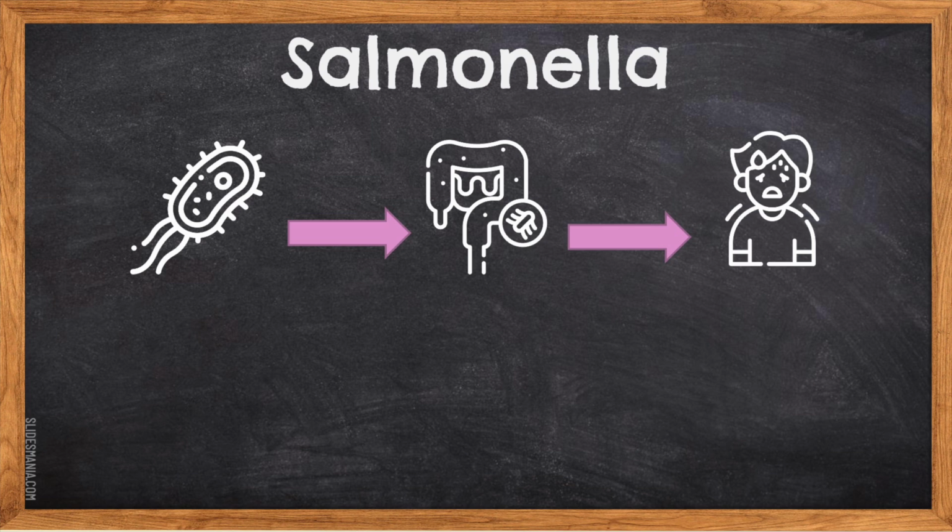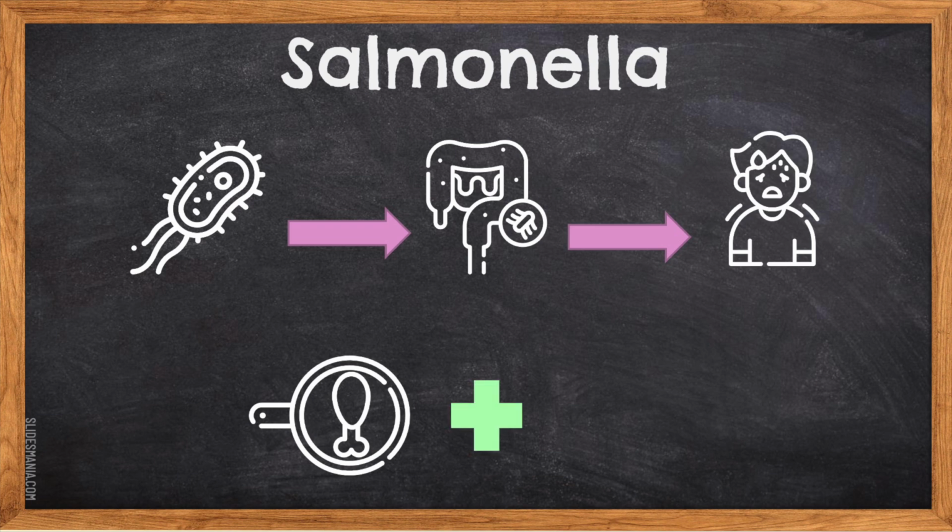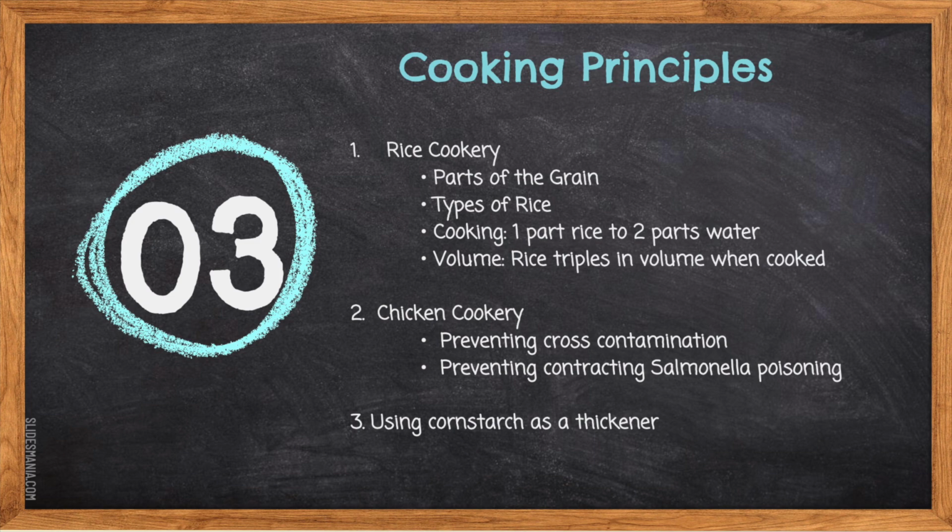Typically, people with salmonella infection have no symptoms. However, others may develop diarrhea, fever, abdominal cramping that leads to vomiting within 8 to 72 hours. Thankfully, this bacteria is easily destroyed when we cook food. We need to cook food so the temperature reaches at least 165 degrees Fahrenheit or 70 degrees Celsius. This will kill off the bacteria, making all food safe for us to eat. Cooking principle number 3, using cornstarch as a thickener.